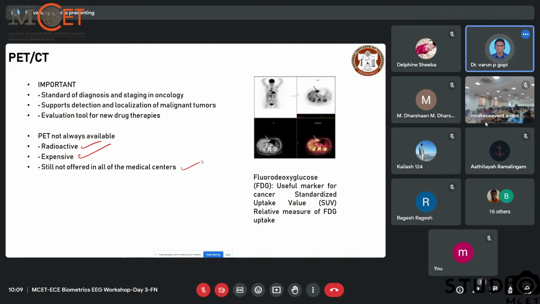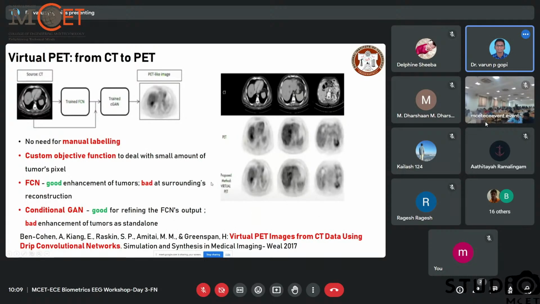So researchers thought, is it possible to generate a PET image from a CT scan? So they developed virtual PET, that is generating PET from CT. Here they take a source CT image and use a trained fully convolutional neural network. From that, they get the learned features. Using that, they use a conditional GAN, and using that conditional GAN they generated a PET-like image. Here you can see the PET-like image they generated from a CT.